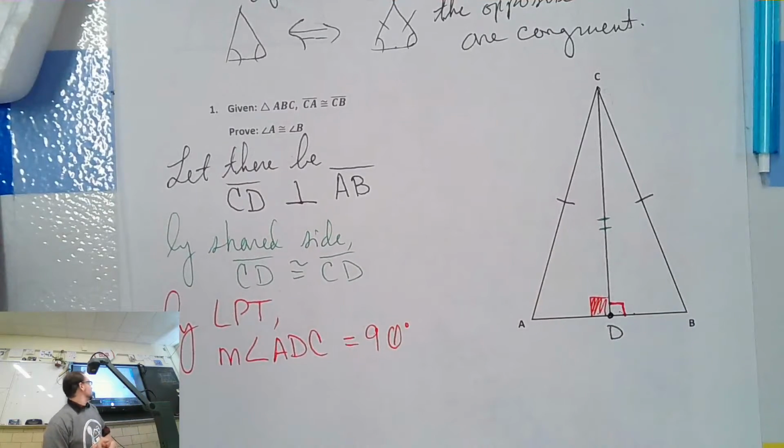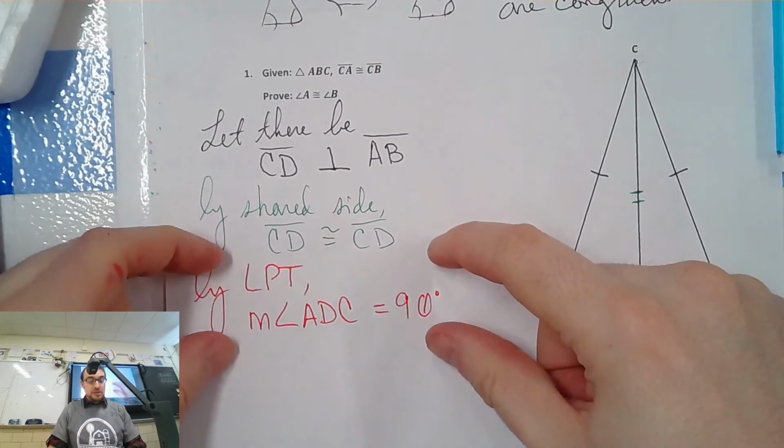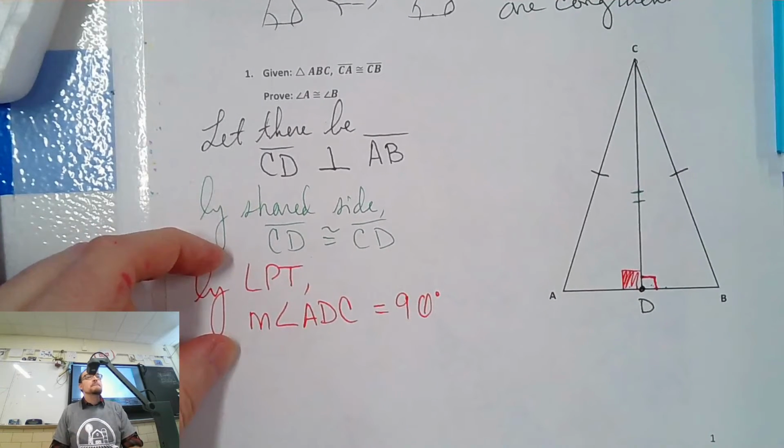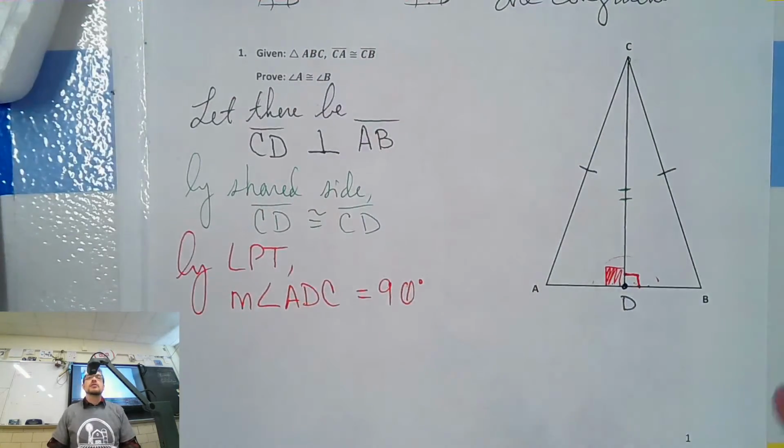Now, last semester, we would have written out all that stuff I said, right? By linear pair theorem, it means they're supplementary. By definition of supplementary, that means they add up to 180. If they add up to 180, I can substitute their values in, and subtract to get that one of them is 90. We're skipping all that because we learned it last semester. We're just going to say, LPT, it's 90. Linear pair theorem says they add up to 180. If that's 90, then 90 is left over for the other angle. Okay?